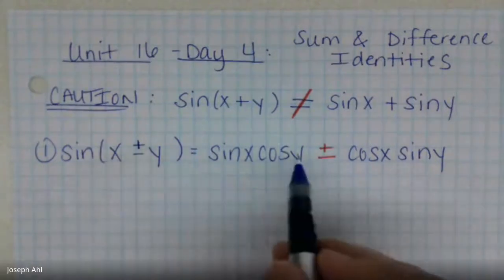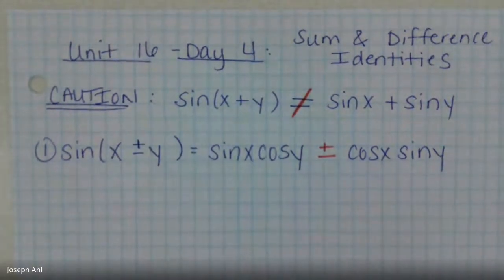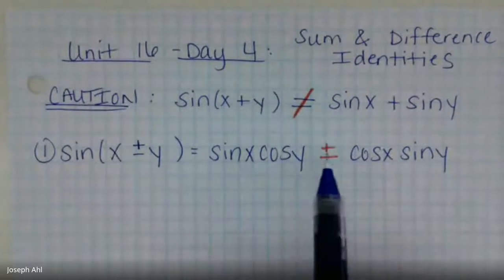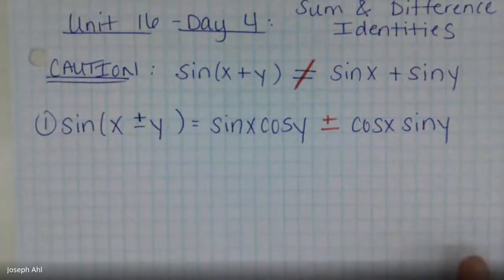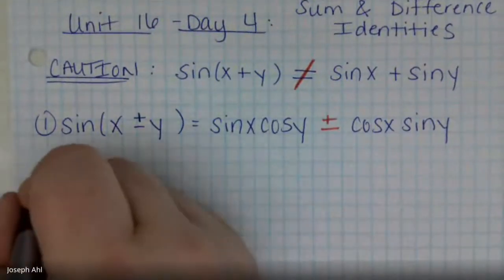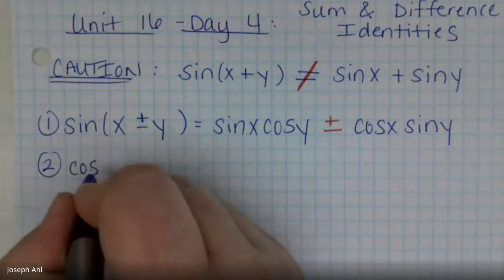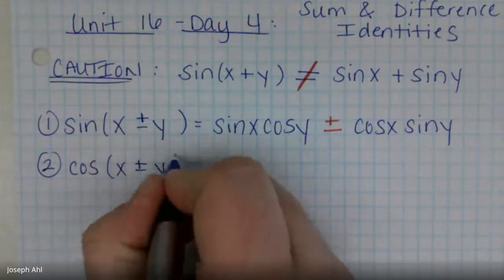For sine of a sum, it's going to be a sum here. For sine of the difference, it's going to be the difference in the middle. So that's sine of the sum of two angles, and we'll see why we need to apply these in certain examples today.